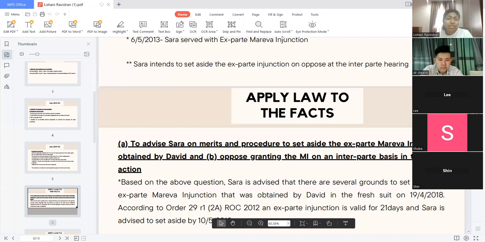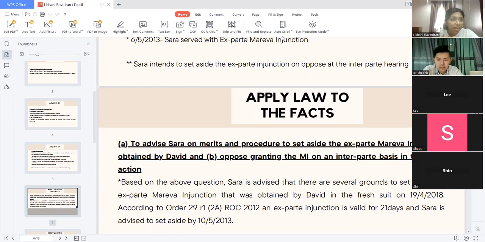If you only identify the setting aside and you don't identify part B, the second one, will you get the marks or not? Of course not, because the allocation is already given. Part A, so many marks allocated. Part B, so many marks allocated. You cannot say that you answered part A already and by right should get the marks, because you never did part B. So please read your question very well.